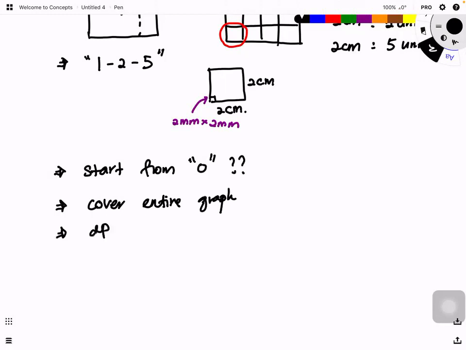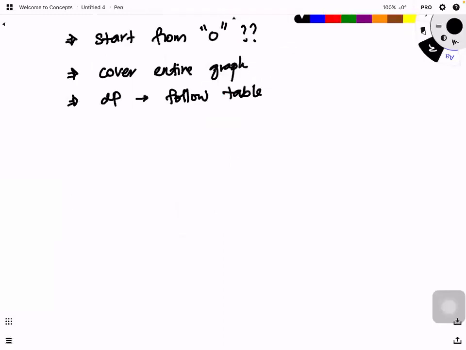For decimal point, you have to follow the table again. If the table shows you 2 decimal points, I will write 2 decimal points. If the table shows you 1 decimal point, then I will write 1 decimal point. Okay, so let's try this.